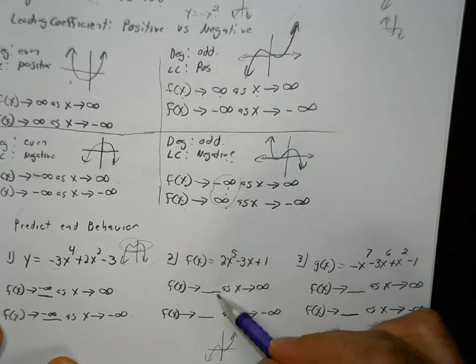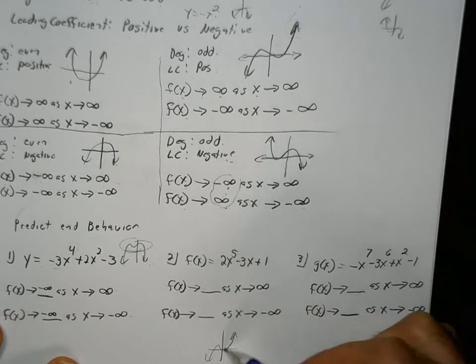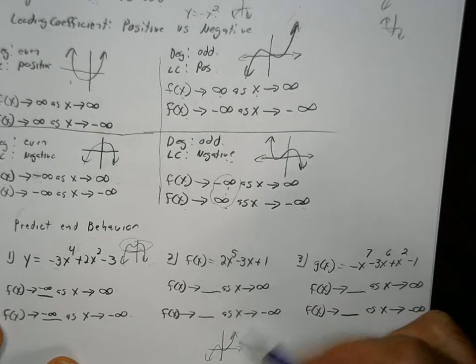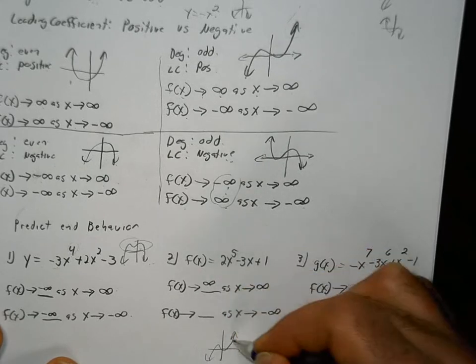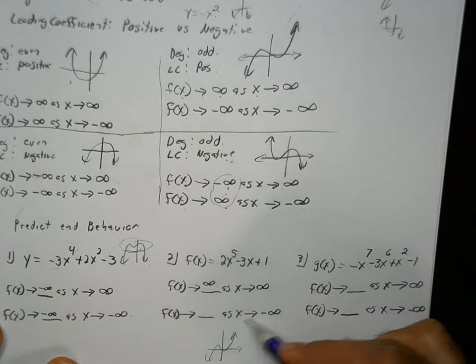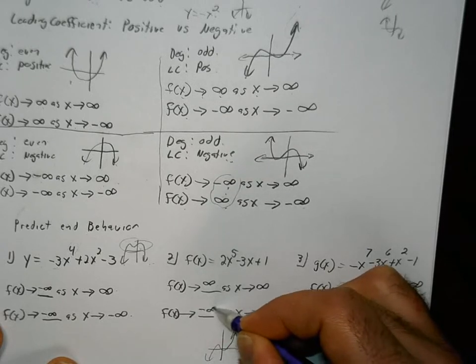Okay, so my function approaches what as x gets bigger? It approaches infinity, goes up. My function goes where as x approaches negative infinity? Goes down.